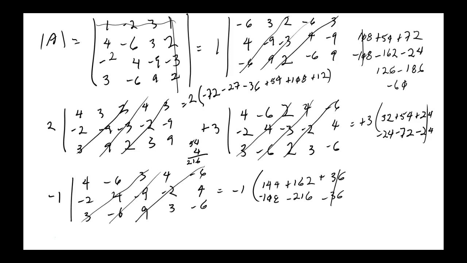And then finally, a minus 1. Let's see if I can do this one in my head. Times, open parentheses, 306 minus 324. Close parentheses. Equals. All that. And see what we get.